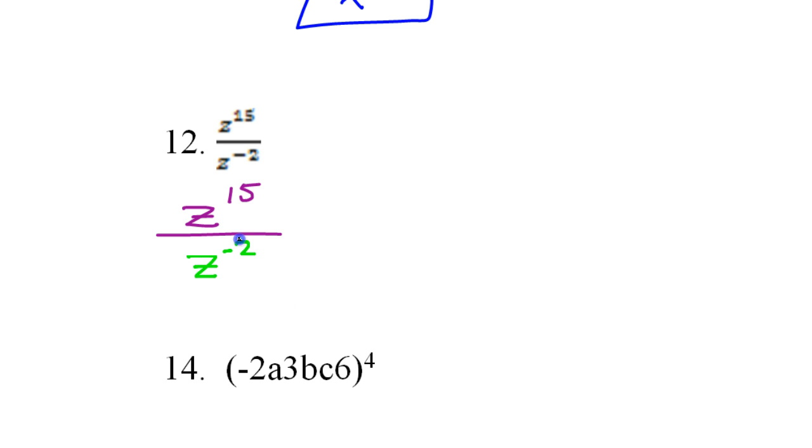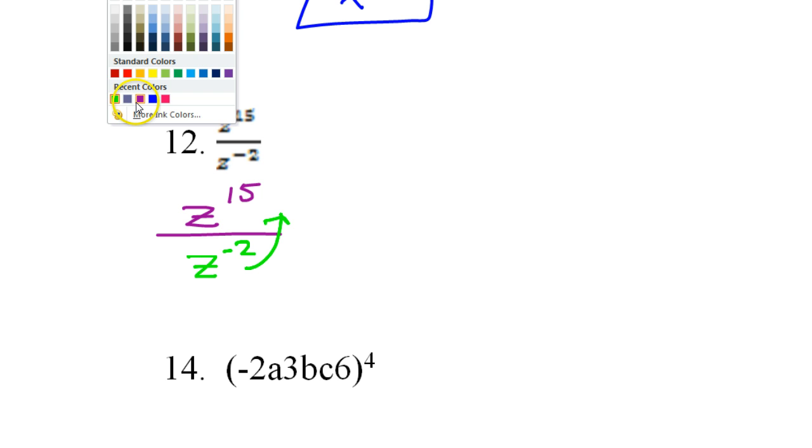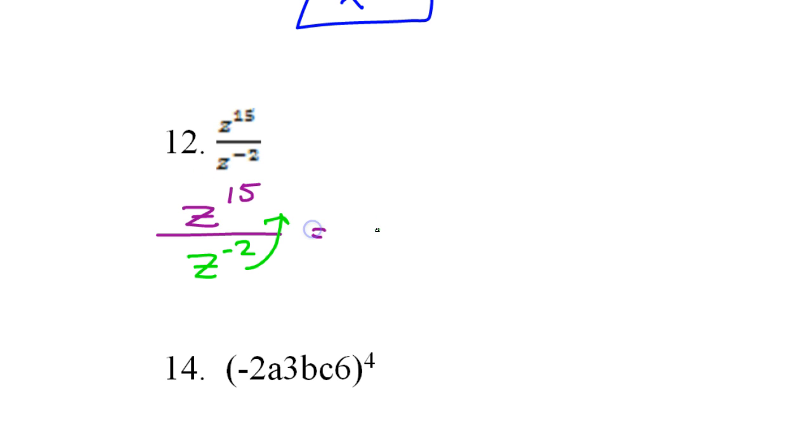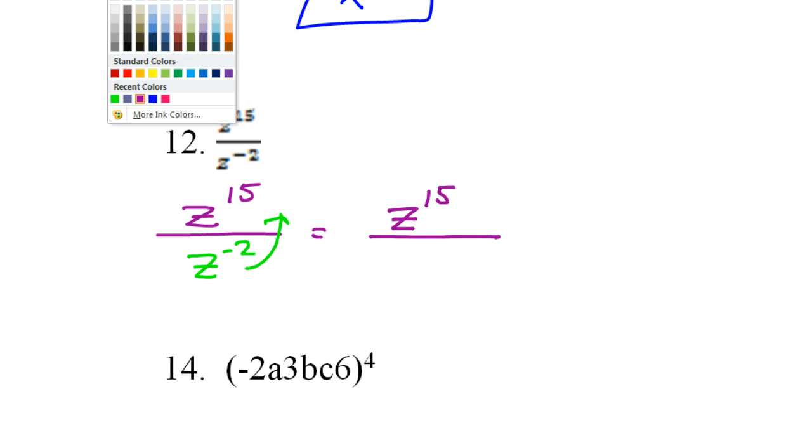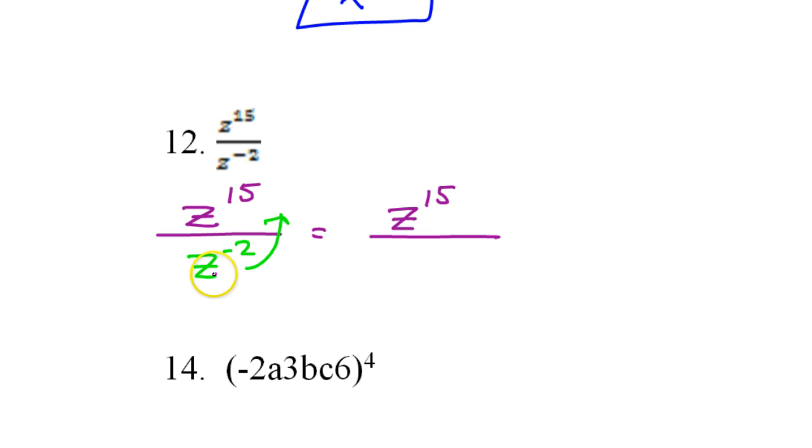Okay. Now, this has a negative 2 power, so anything with a negative power is going to move to the other side of the fraction and become positive. So, the z to the 15th power, that's not moving. That's staying right where it is. I'm just moving this up. So the green z is going to come up to the numerator and become z squared, positive.